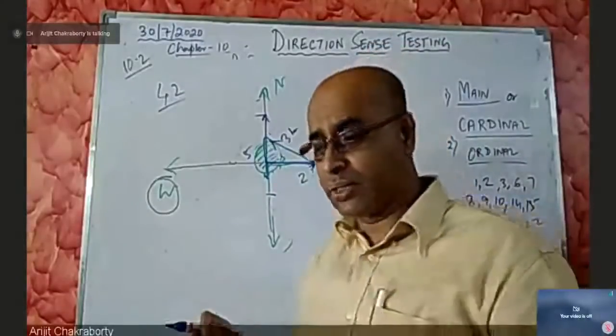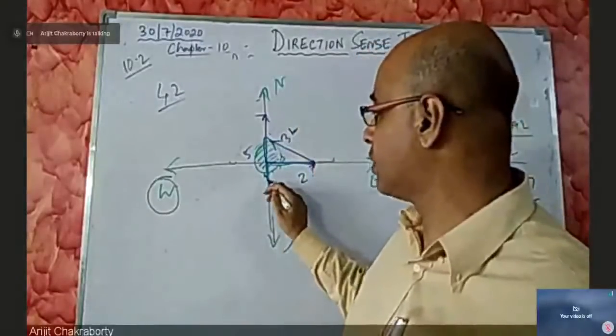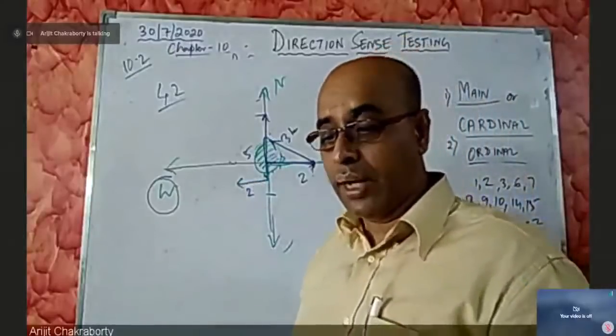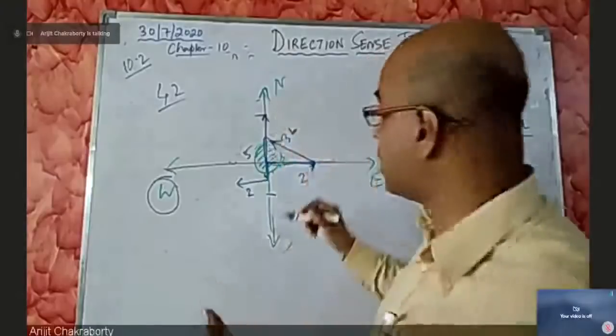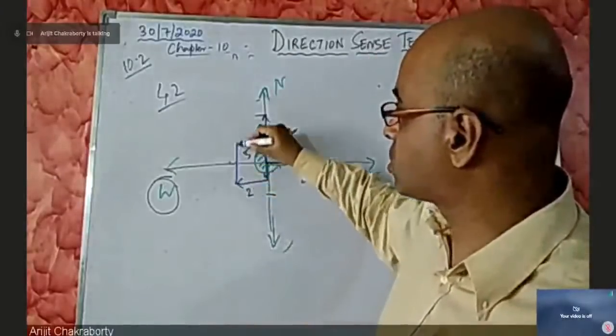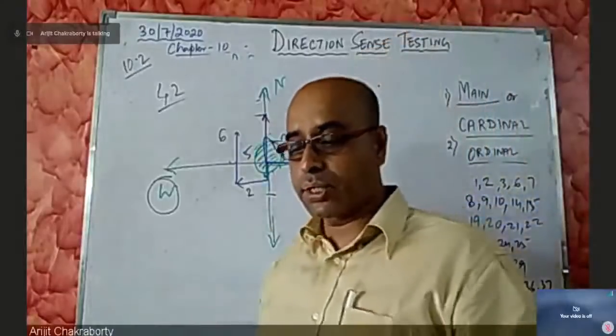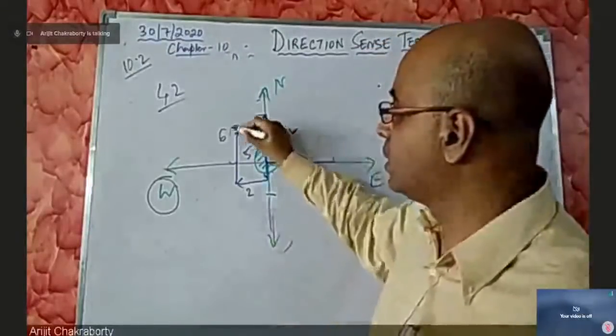Then again he turns west and walks 2 kilometers. Finally he turns north and walks 6 kilometers. So it's here. In which direction is he from the starting point? He is finally here.